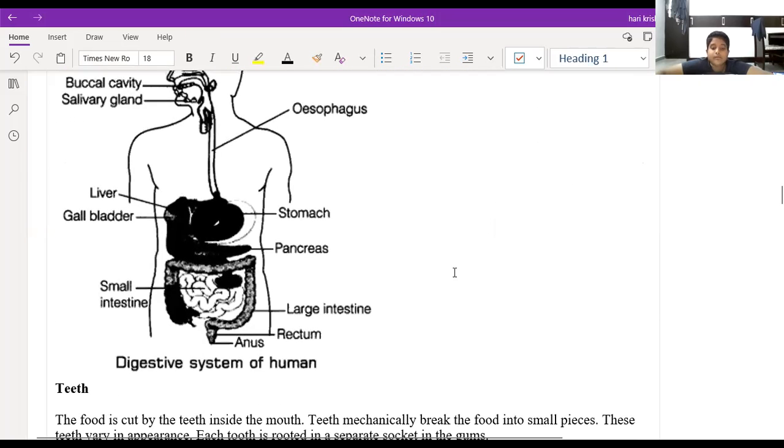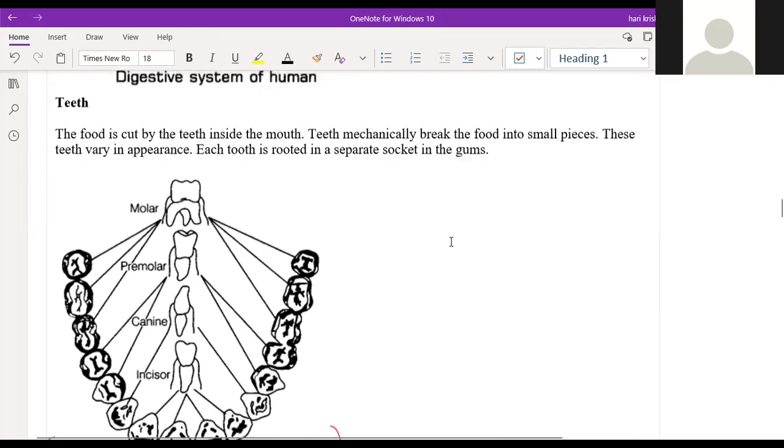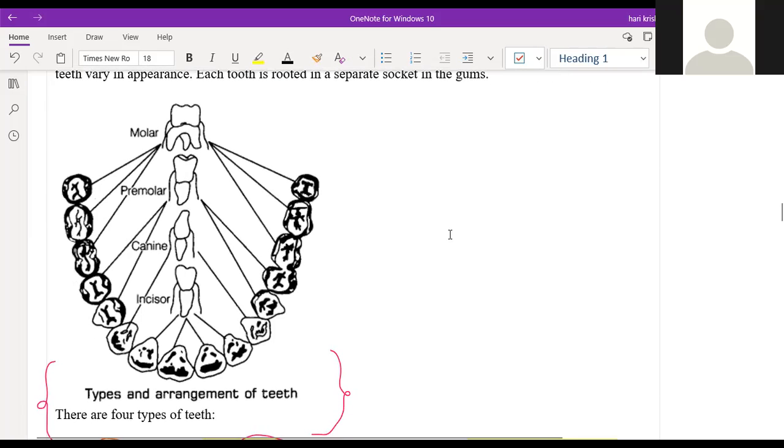Okay. So the first one is the teeth. There will be 4 different types of teeth. The starting one is the incisors. The next one is the canines. Then the premolars, next, the molars.